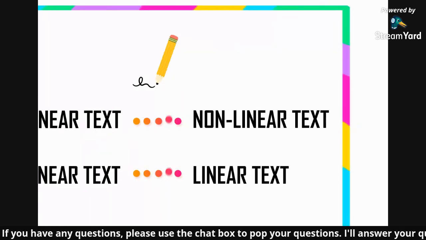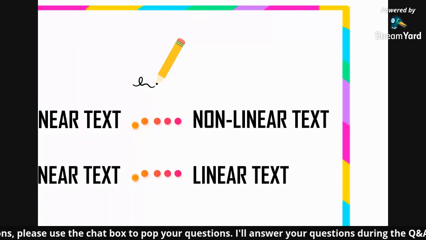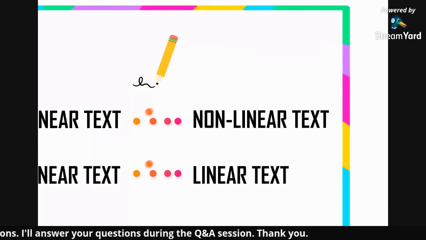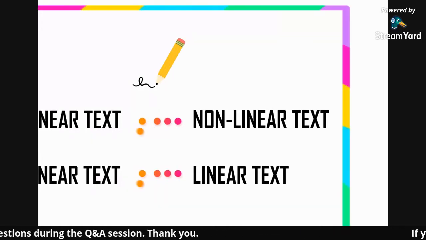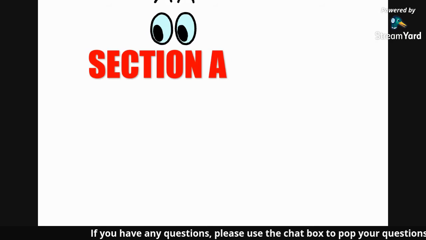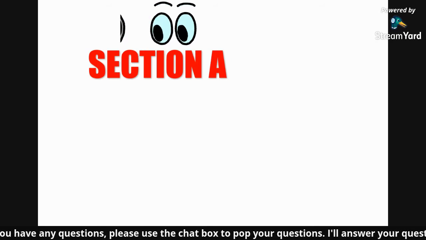Okay, into a written text. So these are the examples, the two types that you may receive in your examination or a practice as well. Okay, so let's move on. Let's look into section A.